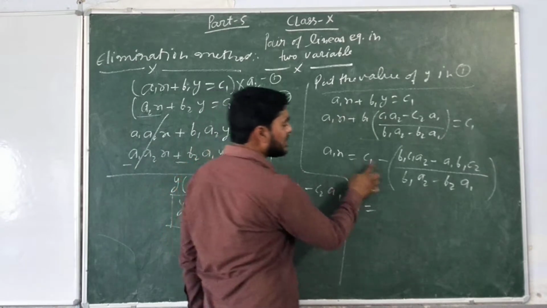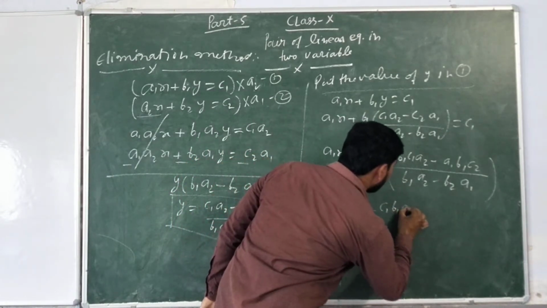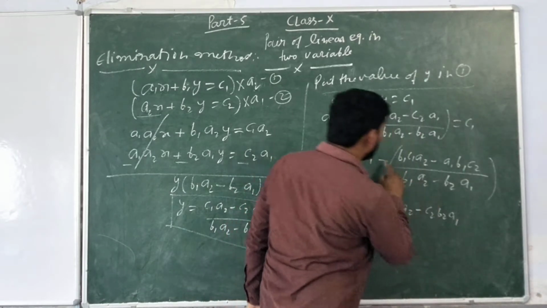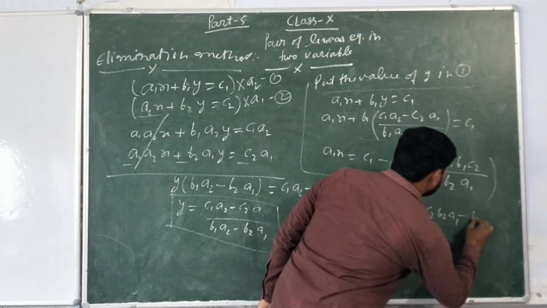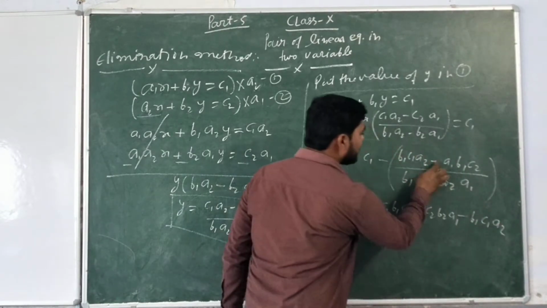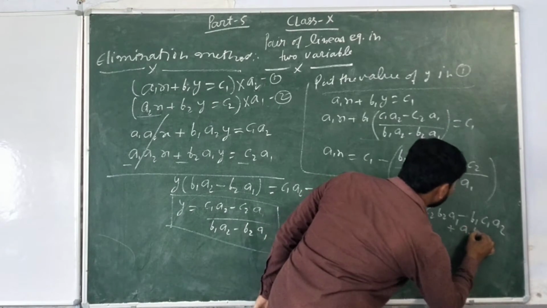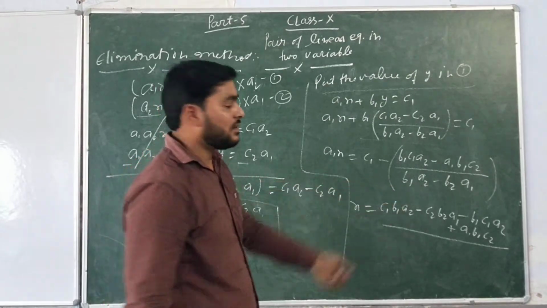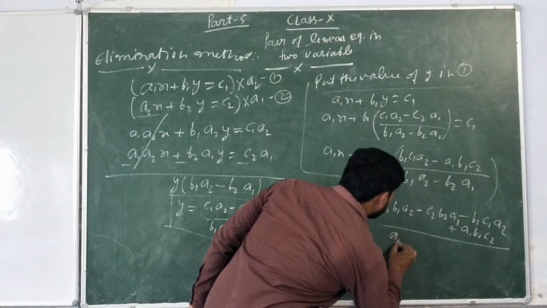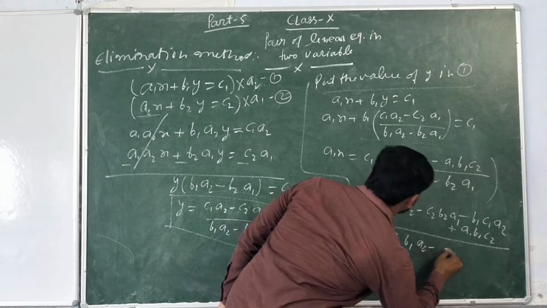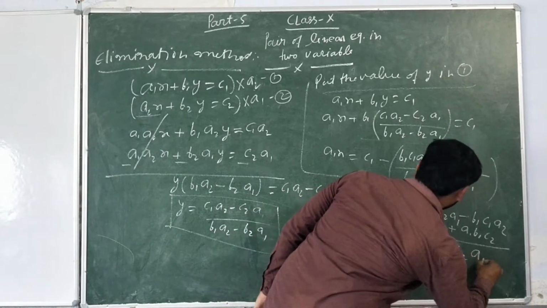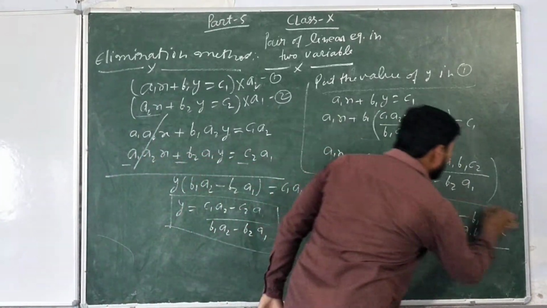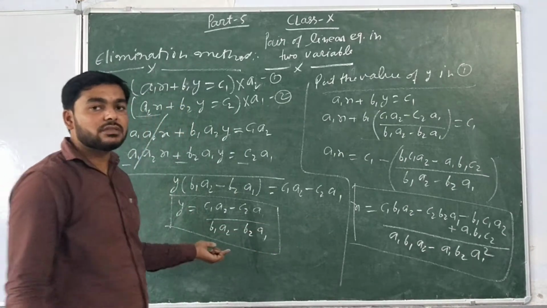Take the LCM. This will be c1 b1 a2 minus c2 b2 a1, now minus b1 c1 a2 plus a1 b1 c2, whole upon, this multiple of x will be in the denominator, a1 b1 a2 minus a1 b2 a1. This will be the complete term. Now from here you get the value of x and y both.